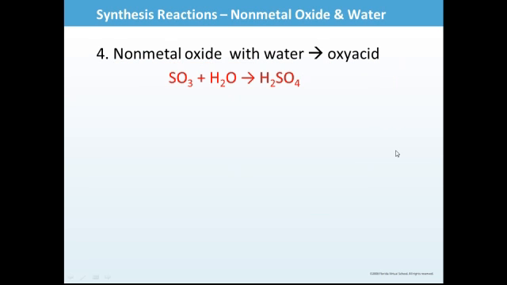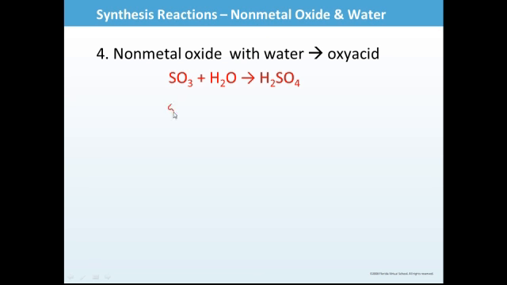The fourth type of synthesis reaction is a non-metal oxide with water. Notice here that we have a non-metal, sulfur, with oxygen, oxide. That's a compound. Non-metal oxide compound plus water. What we get is the oxyacid. Basically, you just add them together. Hydrogen stays out front, and then whatever compound this is.